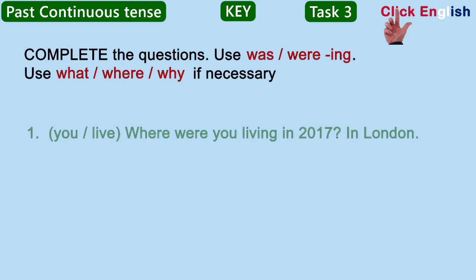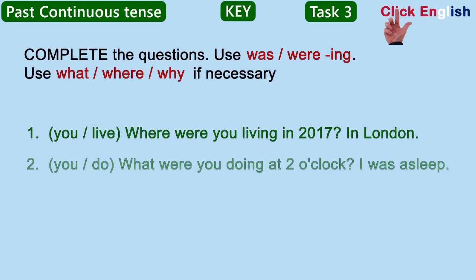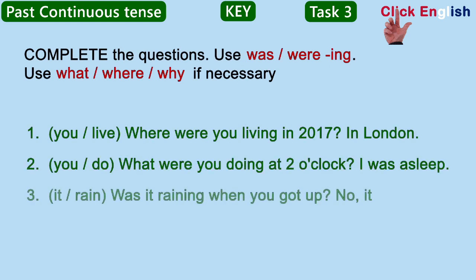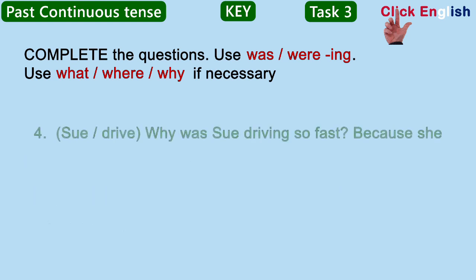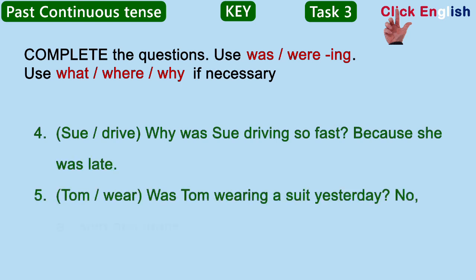Where were you living in 2017? What were you doing at 2 o'clock? Was it raining when you got up? Why was Sue driving so fast? Was Tom wearing a suit yesterday?